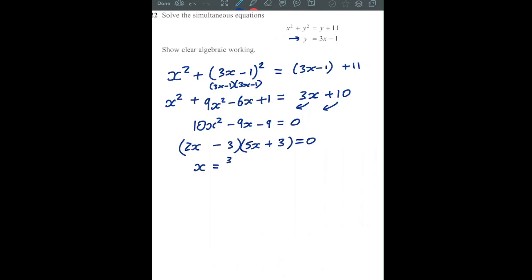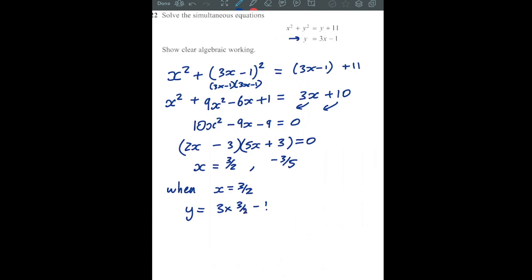Solving each of these brackets, you've got 3 over 2 for the first bracket and a negative 5 over 3. Sorry, 3 over 5 for the second bracket. Those are only half the answers. We have the x, we still want the y. So let's use the easy equation. It's still got an arrow to it up at the top, the linear equation. When x is 3 over 2, y is 3 times 3 over 2 minus 1.